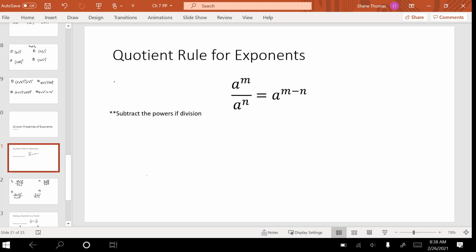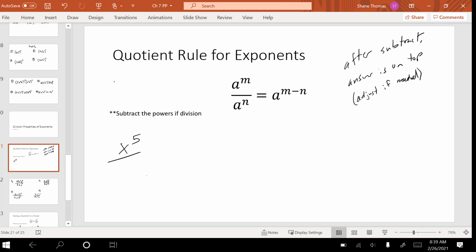Now, one of the big things a lot of people make mistakes with is after you subtract, your answer is on top, and then adjust if needed, meaning if it's negative. A lot of times people are going, I don't know whether the answer goes on the top or the bottom, okay? So, x to the fifth over x to the third. What's 5 minus 3? 2. So x squared is your answer.